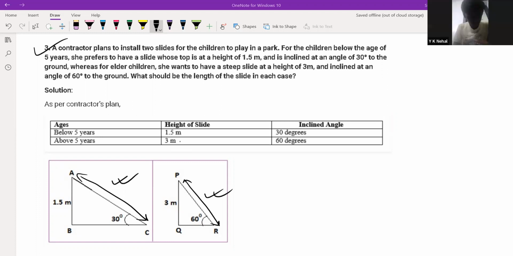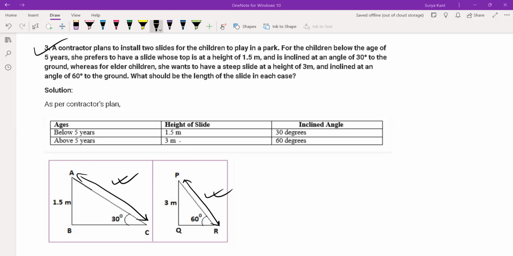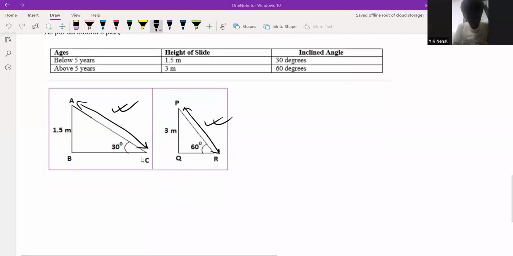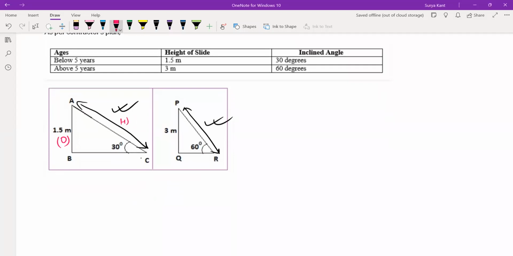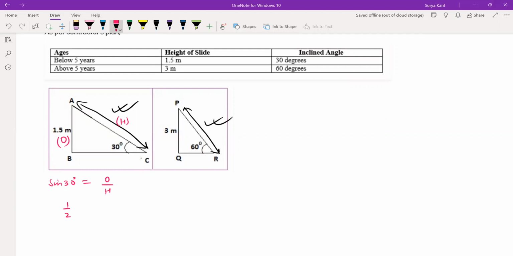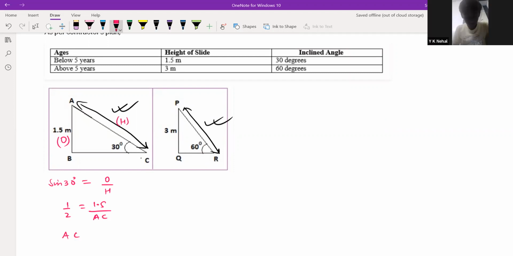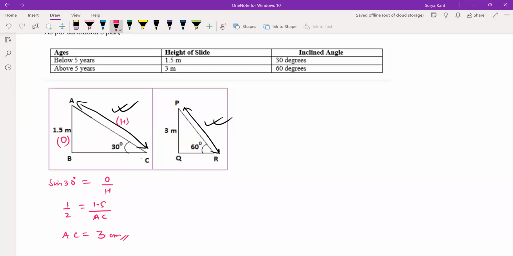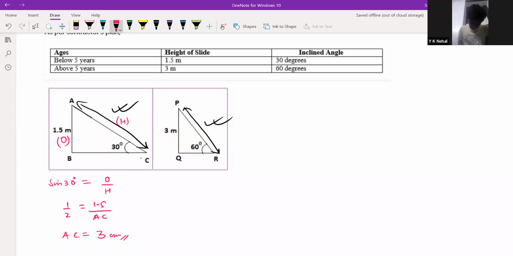Sine. Why are you using sine over here? Because the angle is 30 degrees, this is 1.5, this is opposite and this is hypotenuse. The relation between opposite and hypotenuse is sine. Sine 30 degrees is equal to O by H. So 1 by 2 is equal to 1.5 divided by AC. So AC is equal to 2.1 you are getting, or 3? 3 centimeters. Yes, 3. You told you are getting 2.1. Yes, sir, I made a mistake. What about PR?